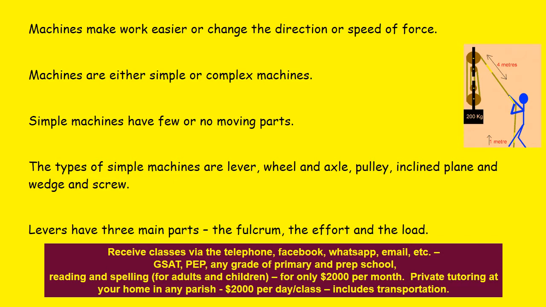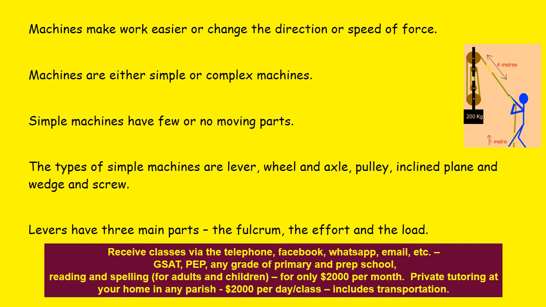Okay. So the different types of simple machines. Now you have lever. This that you see here on the screen is a simple machine. That's a pulley. So simple machines are lever, wheel and axle, pulley, inclined plane, and wedge and screw.